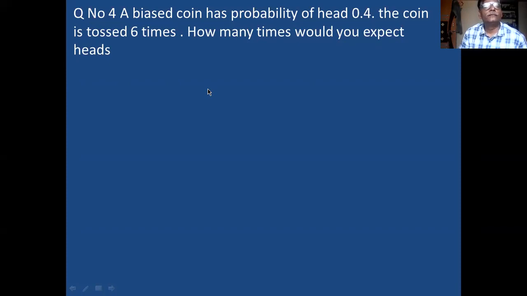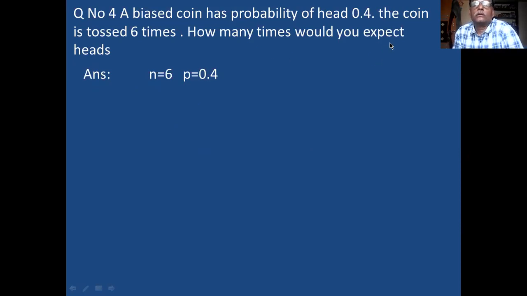Then what is the n value in the given problem? How many times do you toss the coin? 6 times. That is n. Then what is the probability? 0.4. You note down: n is 6, p is 0.4.